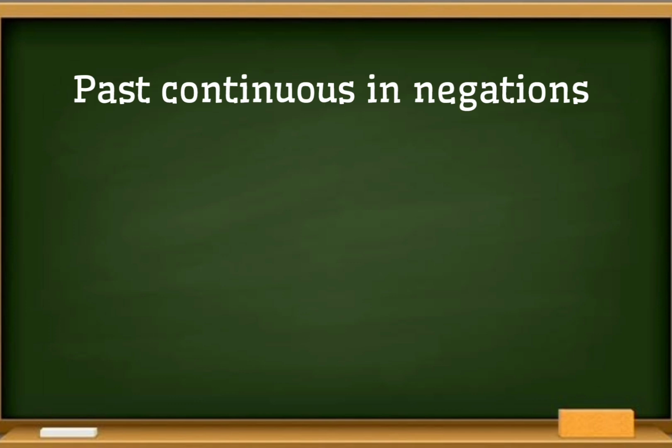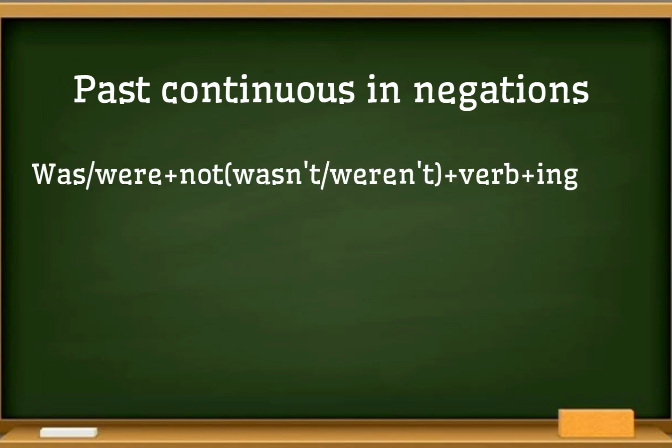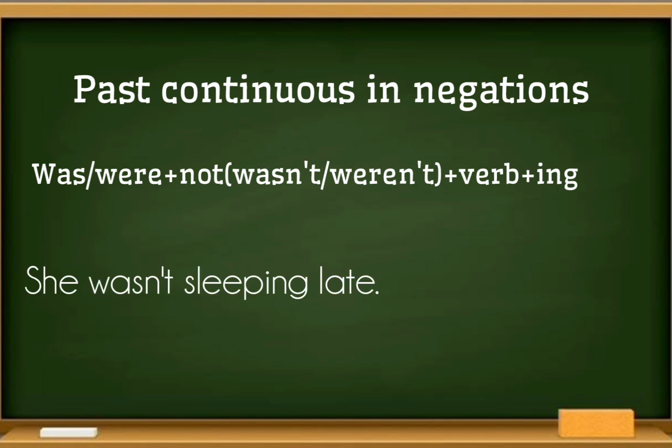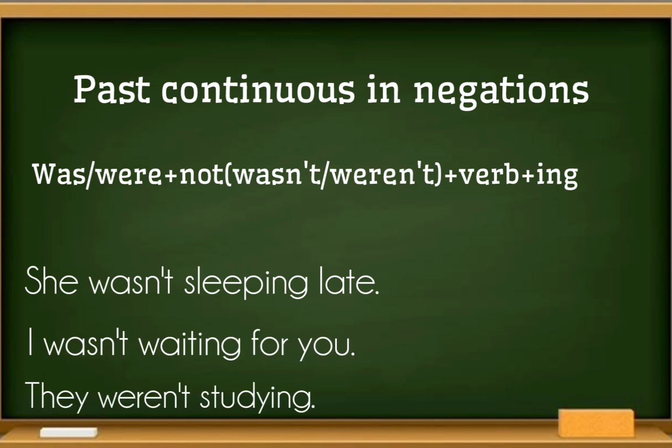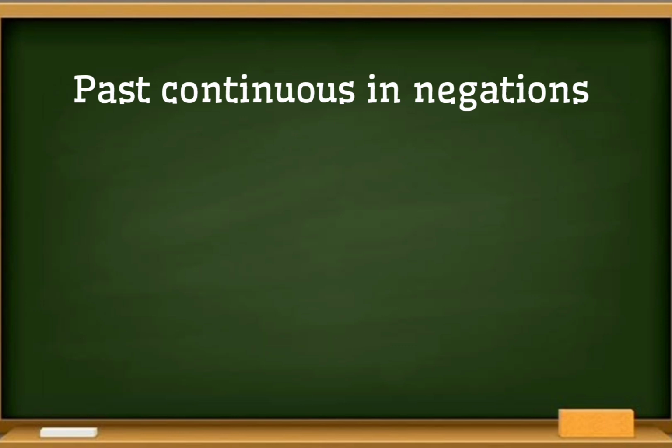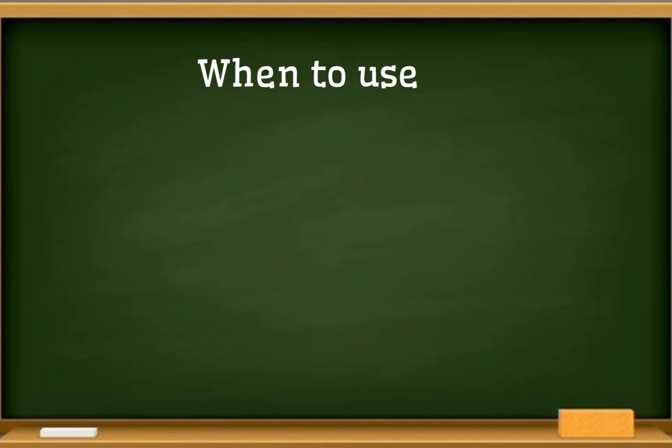Now how to form past continuous in negations? Again, for that we need past simple verb to be, either was or were, and then add not. In contraction, it will be wasn't or weren't plus verb plus ing. For example, she wasn't sleeping late. I wasn't waiting for you. They weren't studying.